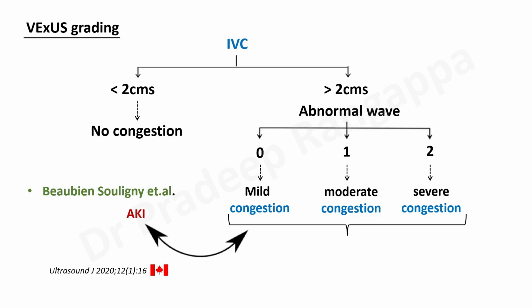There is this study from Canadian proponents, Beaubien-Souligny et al., which came in 2020, where they validated these changes, and they found a very good correlation with acute kidney injury when the VExUS score was present, which was more than 1 or 2 and so forth. So this is all at this point of time about VExUS. The acronym VExUS is venous excess ultrasound, and that is in brief an overview of VExUS. So thank you one and all.